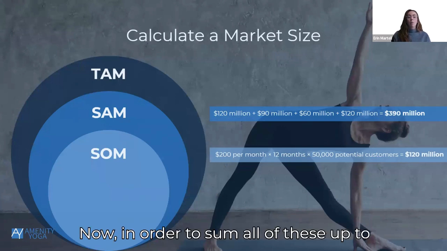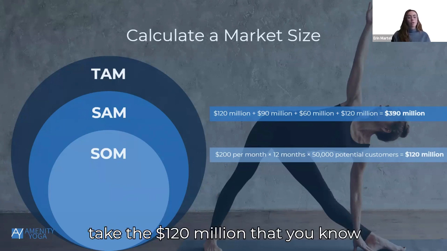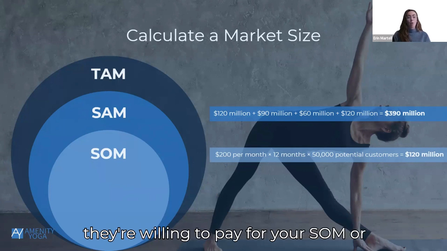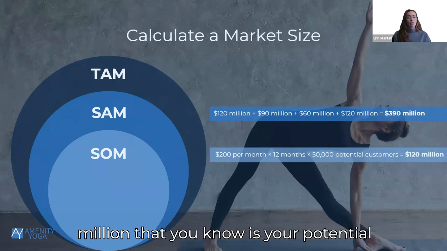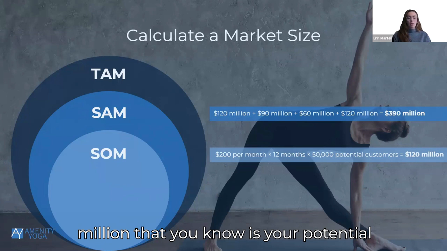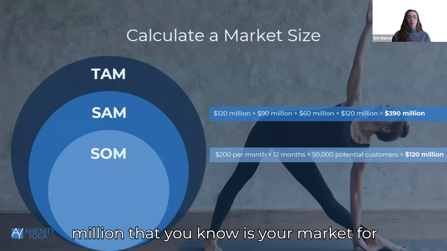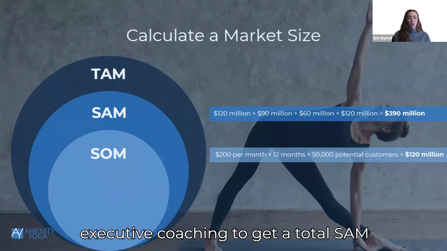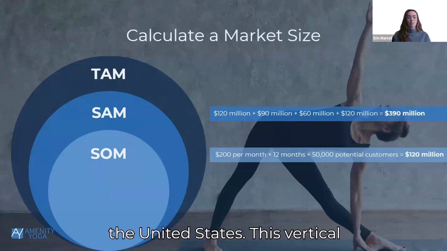Now, in order to sum all of these up to calculate your SAM, you will take the $120 million that you know they're willing to pay for your SOM or your mental health services, plus the $90 million that you know is your potential market for nutrition coaching, the $60 million that you know is your potential market for fitness coaching, and the $120 million that you know is your market for executive coaching to get a total SAM of $390 million annually within the United States.